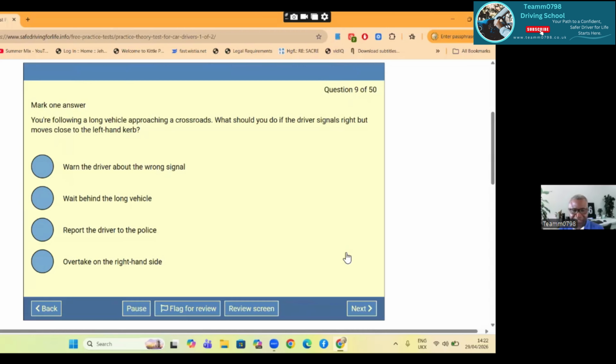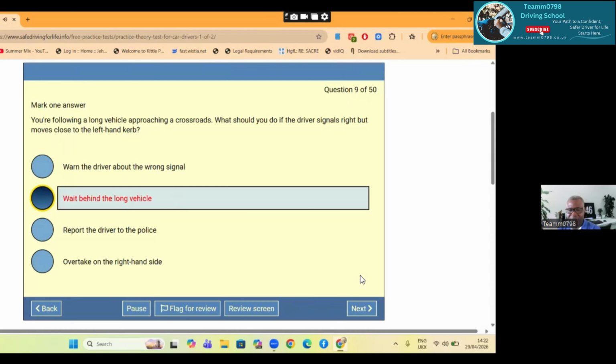We're there to drive. So the first and the most important thing for you to do is to do what? Wait behind the long vehicle, okay? Let them take their time. Do not try to ring the police because you'll be told off, okay? And absolutely do not try to overtake. It's dangerous. Do not do that.